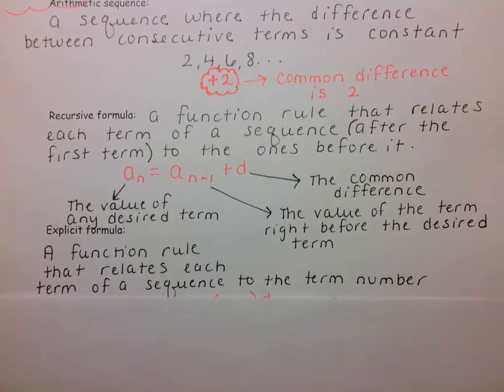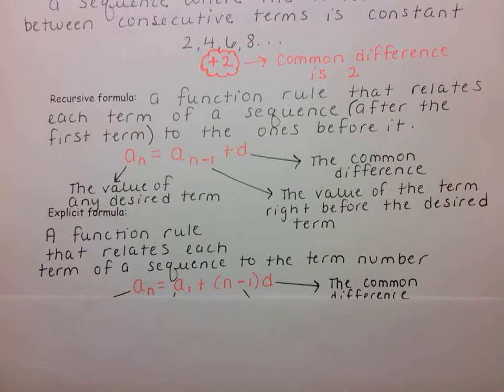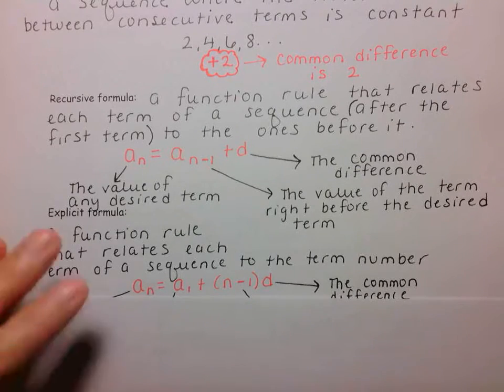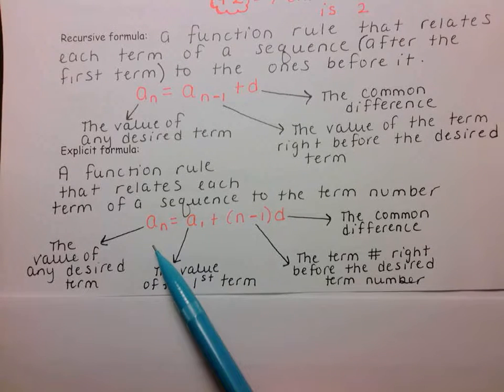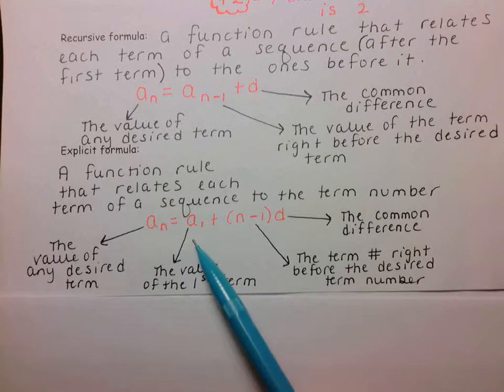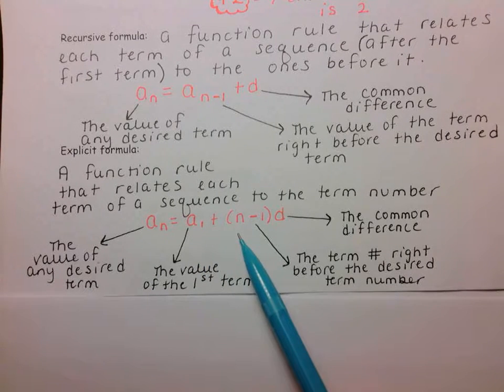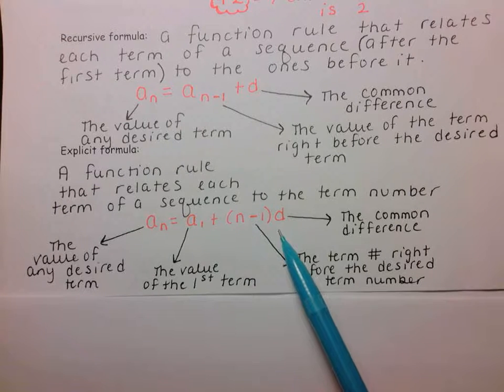And an explicit formula is a function rule that relates each term of a sequence to the term number. This is the explicit formula, and this is read as a of n equals a of 1 plus n minus 1 times d. And again, what does this mean? It means the value of any desired term equals the value of the first term plus the term number right before the desired term number times your common difference.